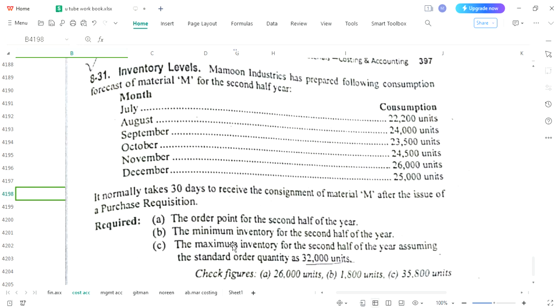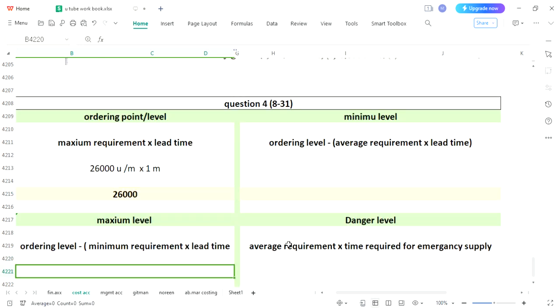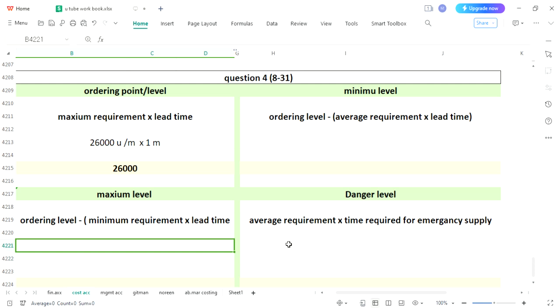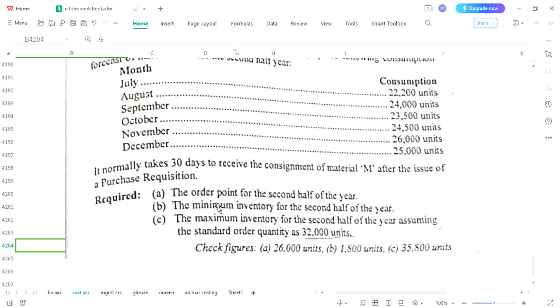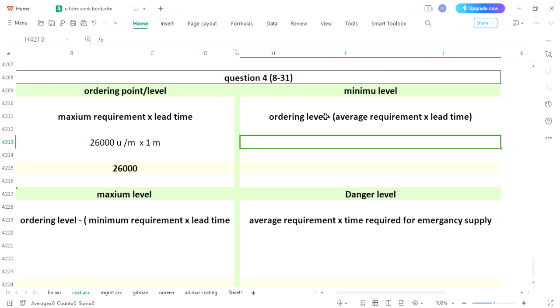Next requirement is the minimum inventory level. For minimum we have our second formula. The formula has already been described and here we will put in the amounts. The second requirement is minimum, so we will calculate minimum first. As you can see, our formula says we need to put the ordering level, which has already been calculated as 26,000. The ordering point you need to subtract, open your bracket, just follow this formula.